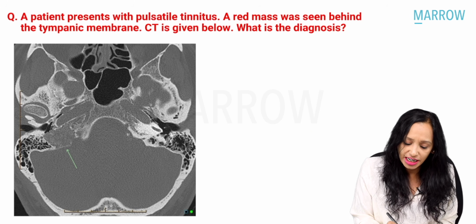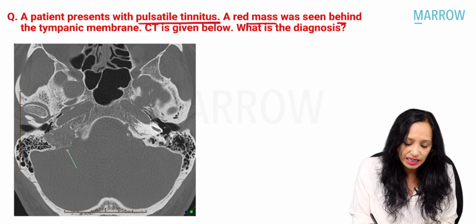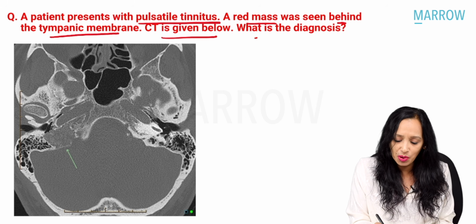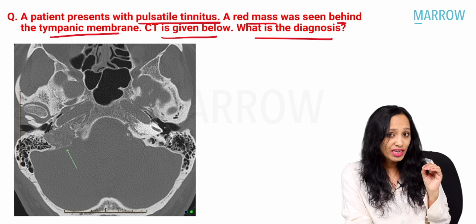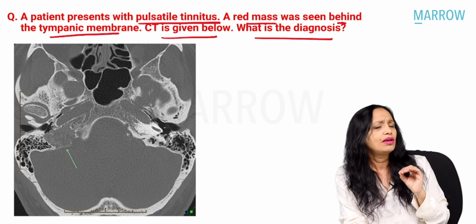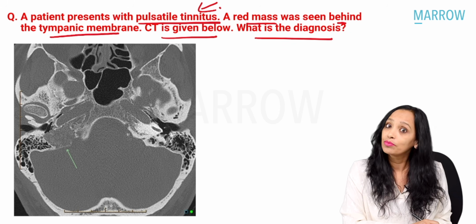A patient presents with pulsatile tinnitus. A red mass was seen behind the tympanic membrane. CT is given below. What's the diagnosis? So always, whenever we read the question, that is what we have to do first. We have the diagnosis in our mind, right? Pulsatile tinnitus means this has to be glomus.